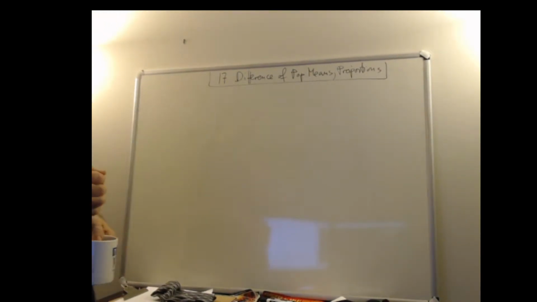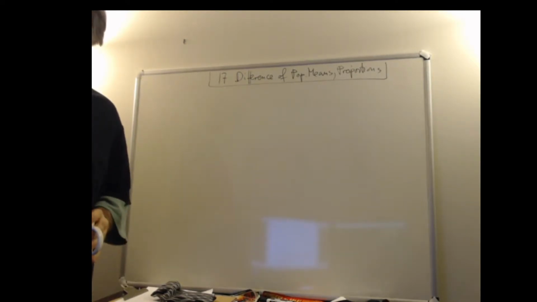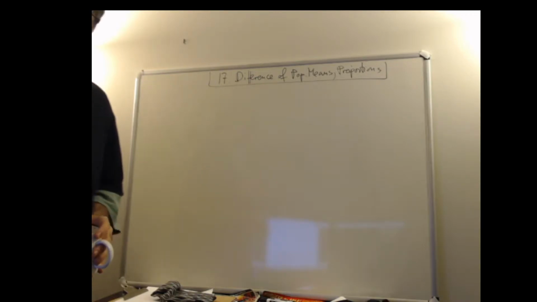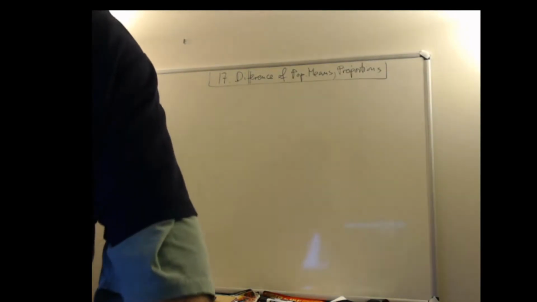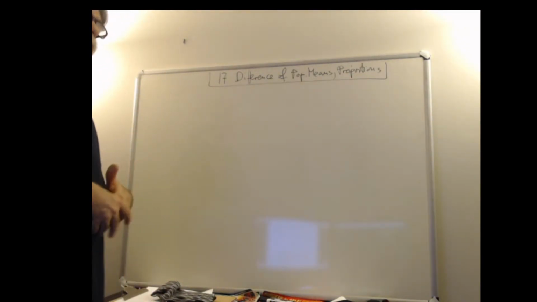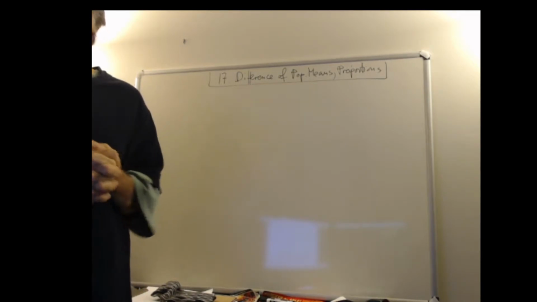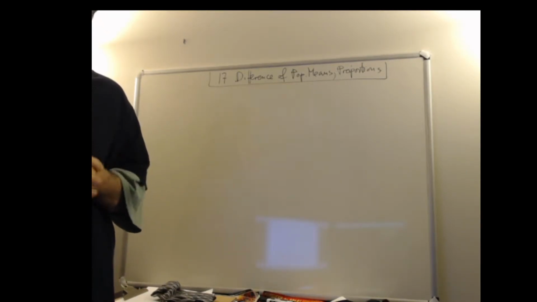Okay, we're going to continue the lecture we started last time. We were talking about estimating the difference of two population means or two population proportions, and today we're going to be talking about testing the same. When you're testing the difference between two population means or two population proportions, you're testing whether those means are different, whether those proportions are different.